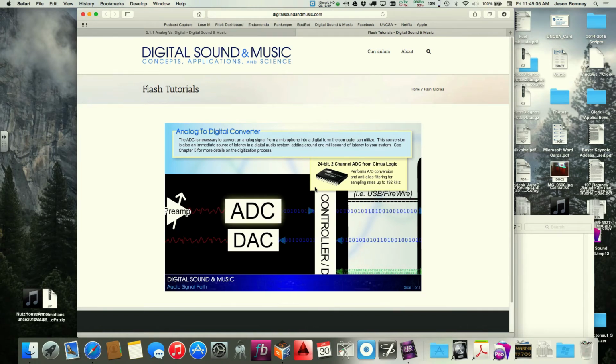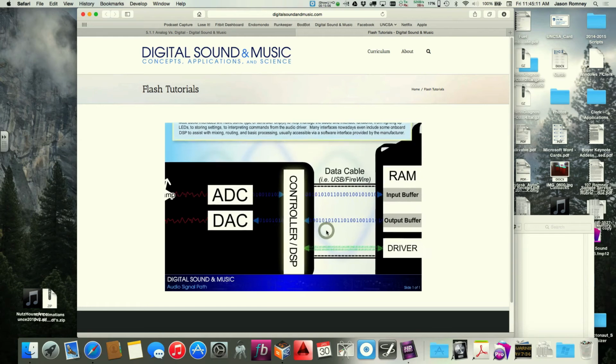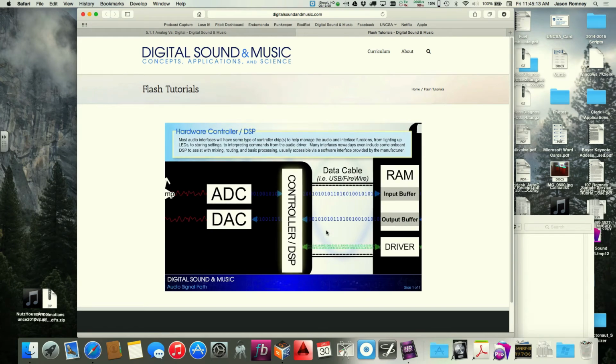Okay, so that stream of zeros and ones that represents the voltage values for each sample that it took goes into this controller chip, otherwise known as the digital signal processor. And this is another chip inside of the device. What the controller is going to do is it's sort of like the CPU for your audio interface. Its job is to take that data coming in off of the converter and figure out what to do with it.